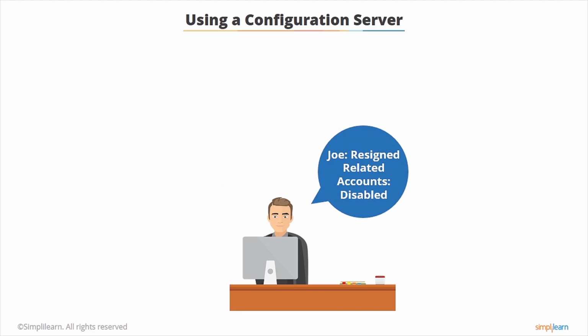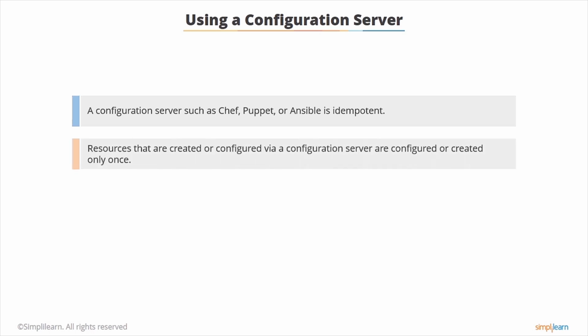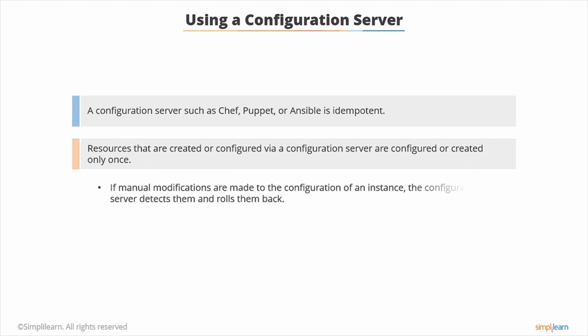One of the advantages of using a configuration server, such as Chef, Puppet, or Ansible, is that configuration is idempotent. Resources that are created or configured by a configuration server are configured or created only once. If manual modifications are made to the configuration of an instance, the configuration server detects them and rolls them back. This ensures that the integrity of the instance isn't compromised by an accidental change.